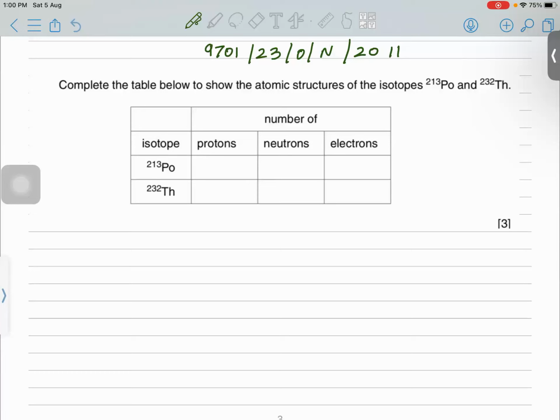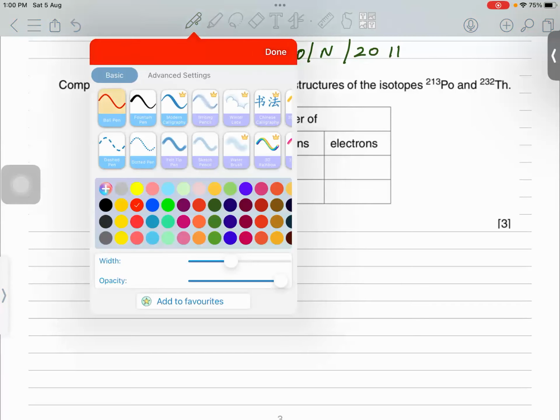I'll do the Po one. Which particle? Electron, proton, or neutron? Protons first. Always find the proton first. So polonium's atomic number is 84. It's 84. Correct. The electrons are obviously going to be 84 as well.